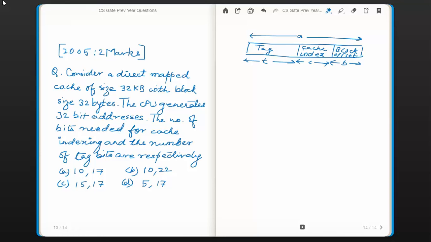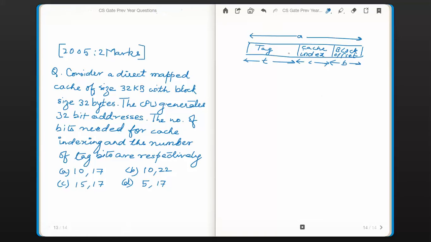It goes like this. Consider a direct mapped cache of size 32 kilobyte with block size 32 bytes. The CPU generates 32-bit addresses. The number of bits needed for cache indexing and the number of tag bits are respectively, and there are 4 options.